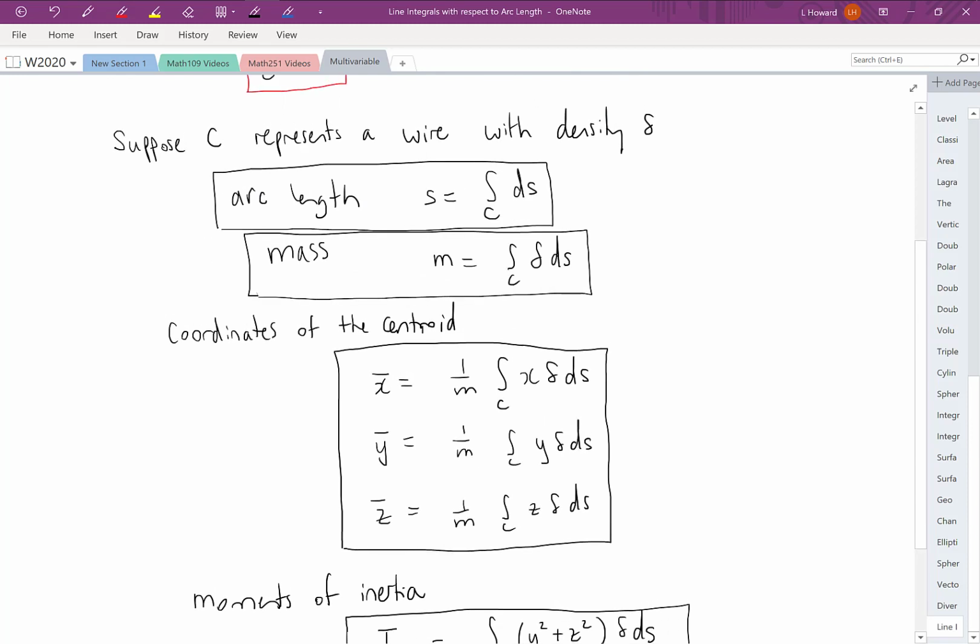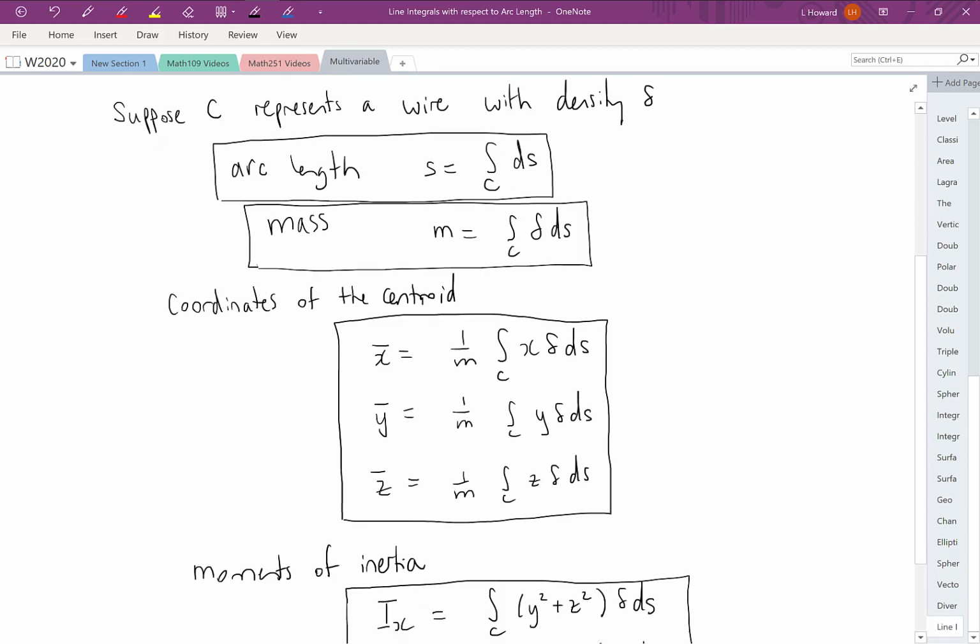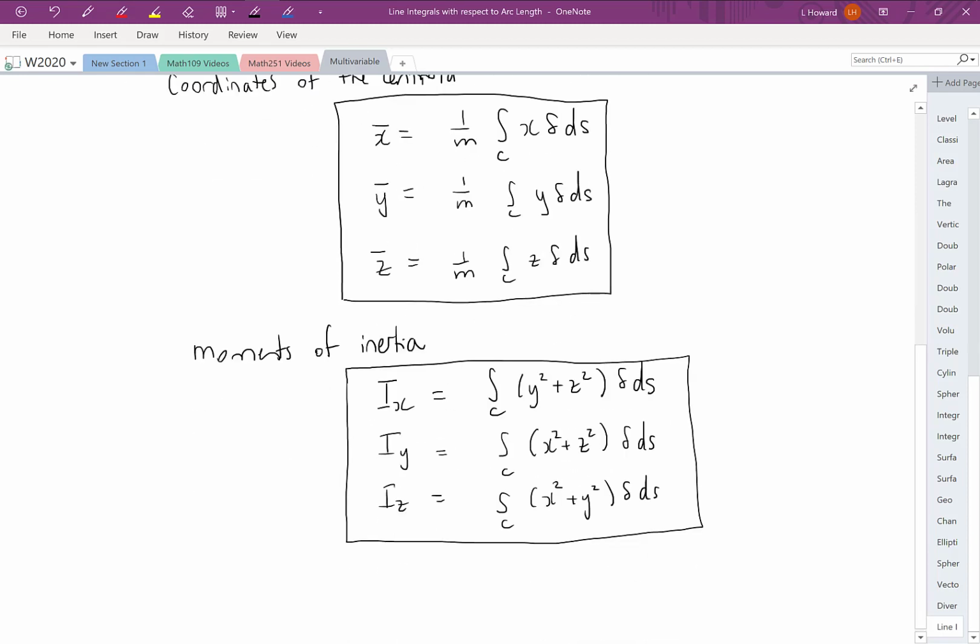So there we have our formulas for our moments of inertia, our centroid, mass, and arc length for a wire with a given density. These integrands are the same as the integrands that we used for double and triple integration earlier in this video series. So we're now just applying them in a slightly different physical context where we've got a wire with known density.